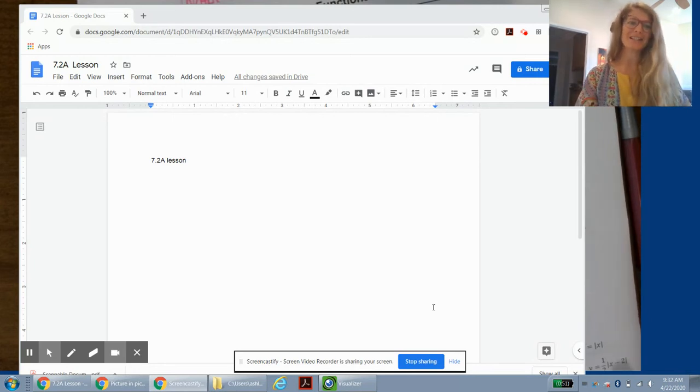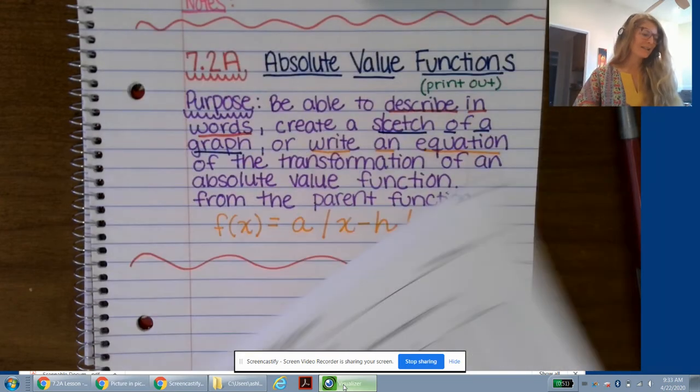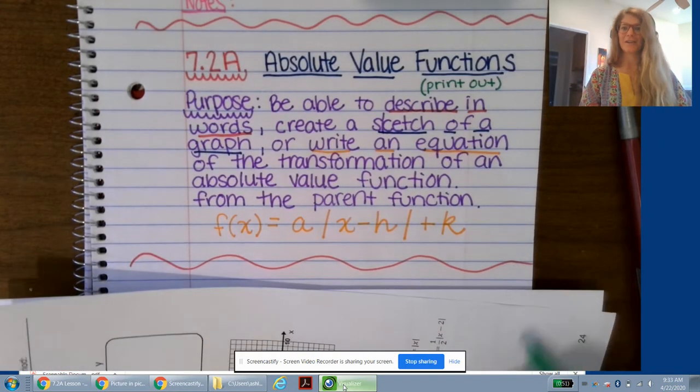We're going to be going over the 7.2a lesson today. The 7.2a lesson is about absolute value functions.